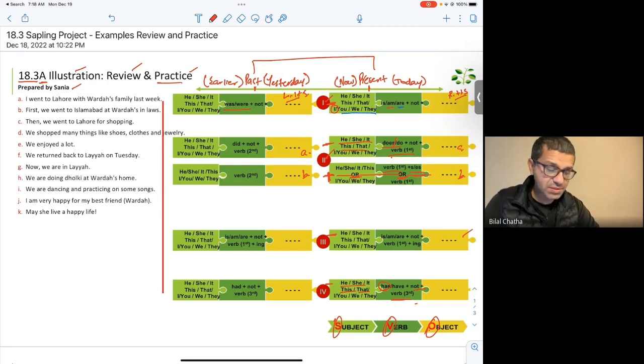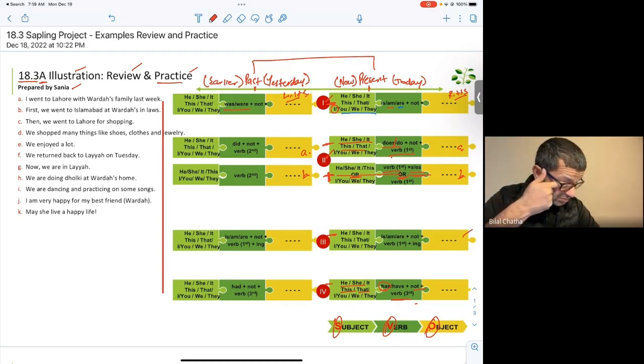These are sentences which were prepared by Sanya. First, we will go through each sentence, and wherever a correction is needed, we'll make that correction. Next, we will rewrite the same sentences with different words, or a different form of helping verbs. Sentence A. I went to Lahore with Warda's family last week.